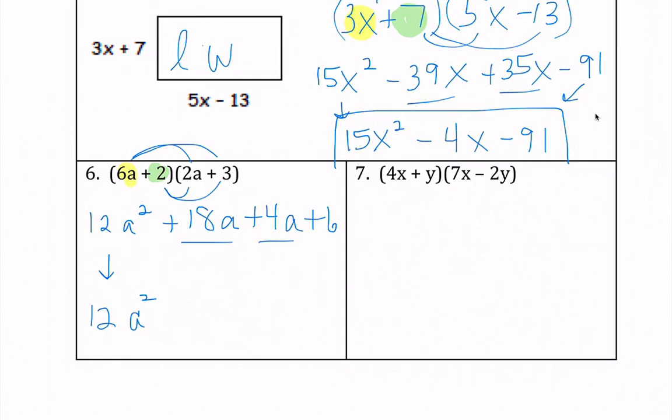18a plus 4a is a positive 22a. And my plus 6 drops.